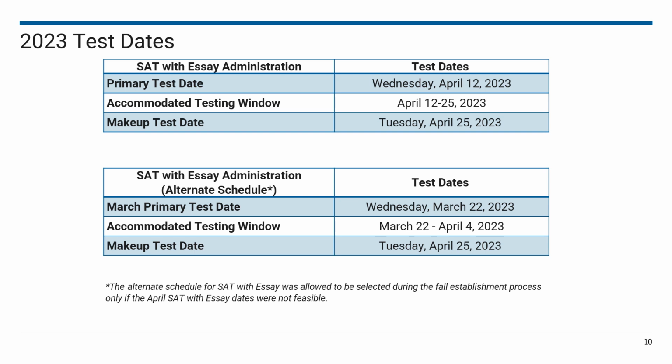The alternate schedule for SAT with SA was selected by your building principal or test coordinator during the fall establishment process and is only available for schools that could not feasibly administer the SAT with SA on the April administration dates. The alternate SAT with SA primary test date is Wednesday, March 22nd. The alternate accommodated testing window is from March 22nd through April 4th. The alternate makeup test date is April 25th.